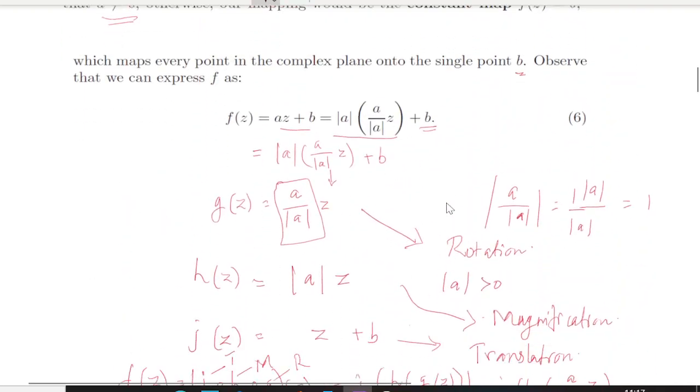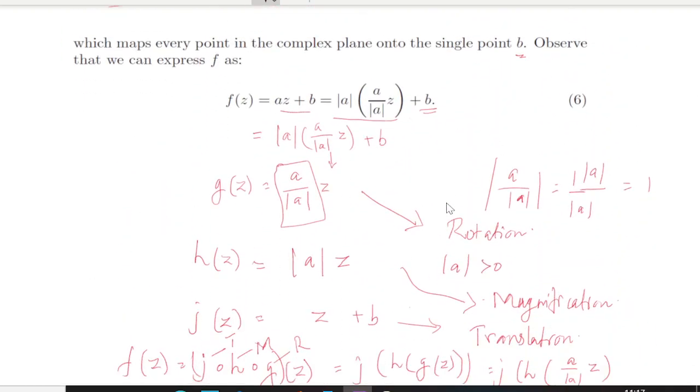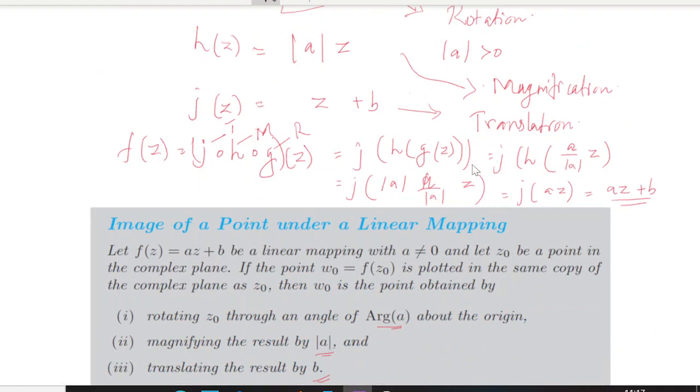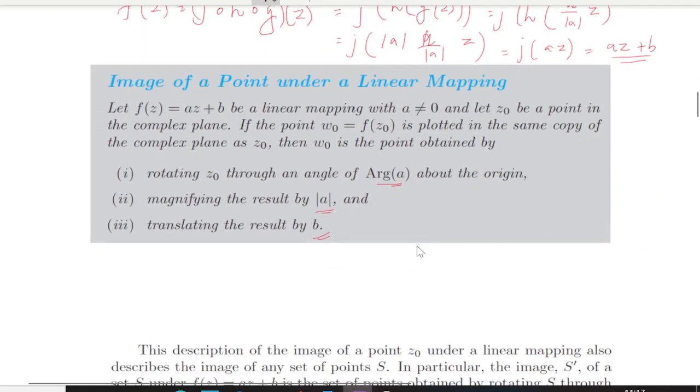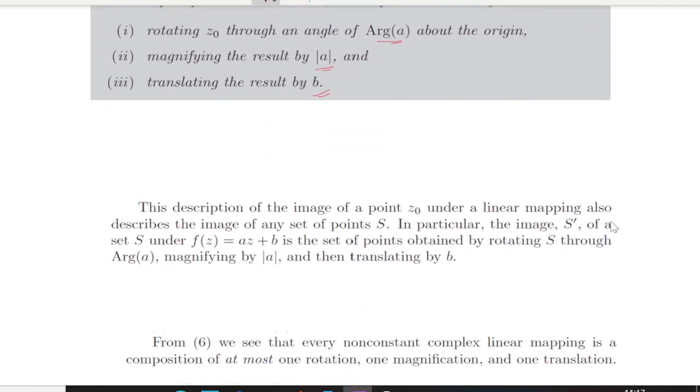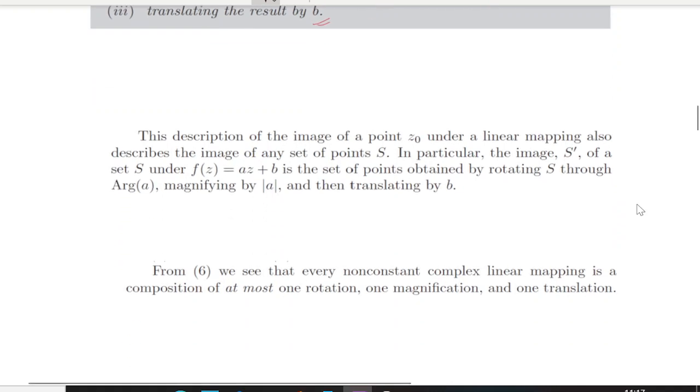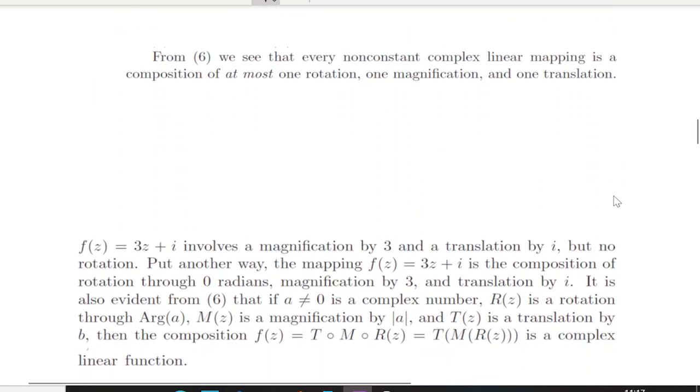From where you got that one? See here. When you are finding the argument, we will get 1 by mod A as a constant. So argument of A times only we are rotating it. Okay. Next is magnification. Magnification is nothing but modulus of A times, and translation plus B is coming. So this description of image of a point z naught under linear mapping also describes image of any set of points S. So we have explained how we are getting that one.